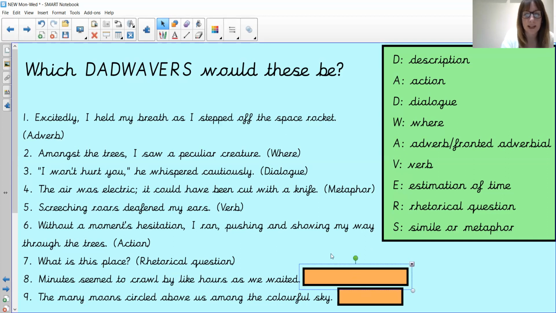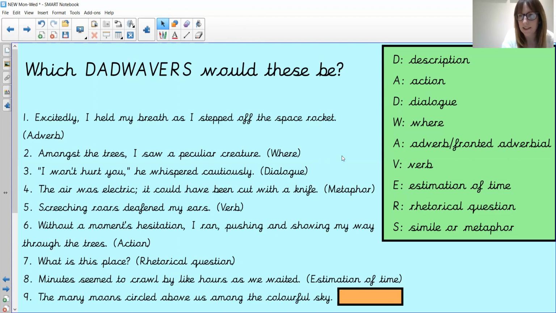Number 8, minutes seemed to crawl by like hours as we waited. So have a look at those DADWAVERS. What have I used there? That's right, estimation of time. So minutes seem to crawl by like hours. That's telling me more about the time and how it's feeling at that moment, isn't it? And then number 9, the many moons circled above us among the colourful sky.